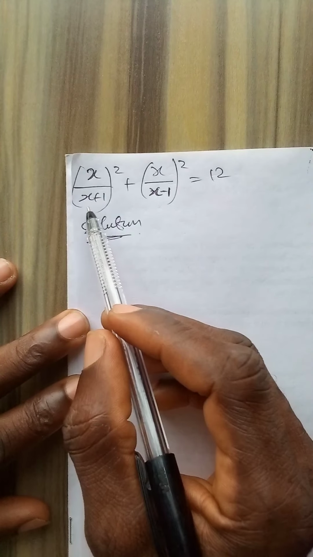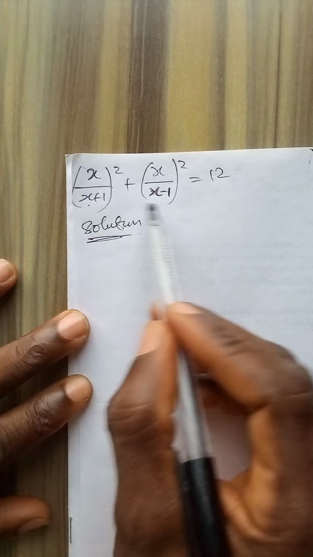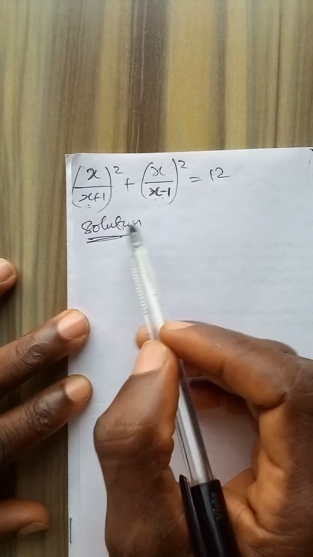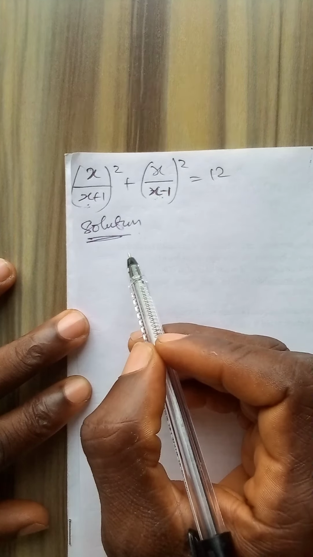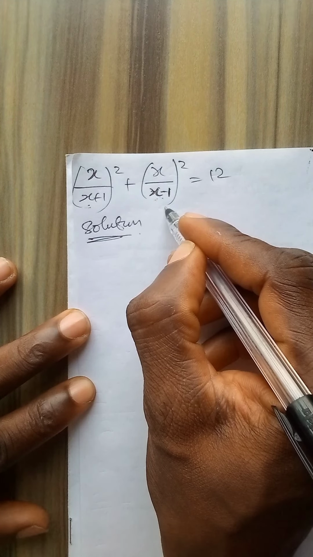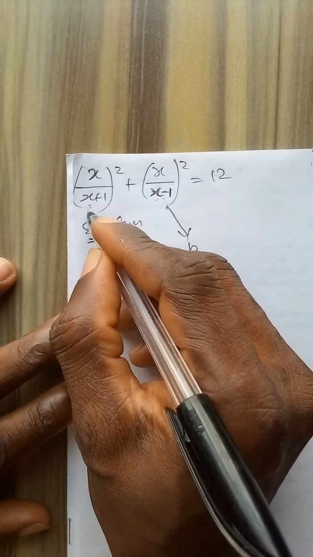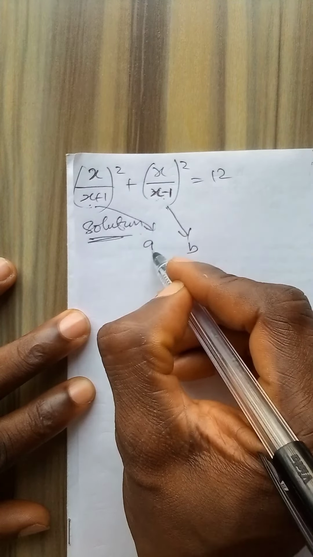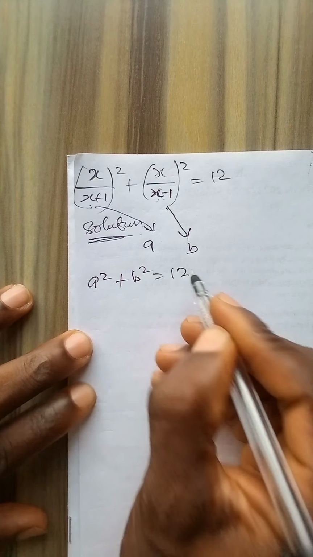Now, do we also notice that the denominators of the fractions are conjugates? I don't know if this information is useful, but it is worth mentioning. Now, what we are going to do is to use an algebraic method to solve this problem. We are going to let this be equal to b and this be equal to a. If that's the case, a squared plus b squared is equal to 12.